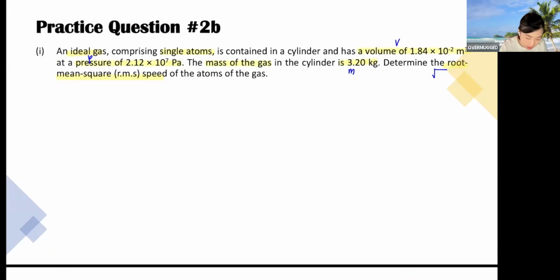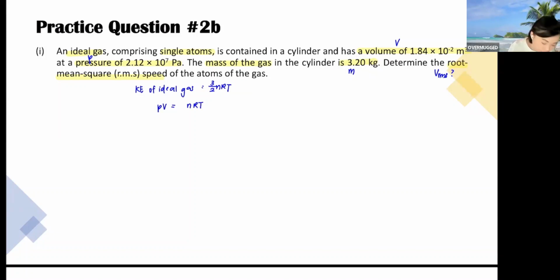Root mean square speed means what? They want the square root of the mean square speed, the V root mean square. Now how do we do this? We know that from the kinetic theory of gases, if I want speed, I have to use kinetic energy. And for an ideal gas, the kinetic energy is 3/2 nRT or 3/2 NkT. Okay, so we also know that for the ideal gas equation, PV equals nRT. So what does that mean?